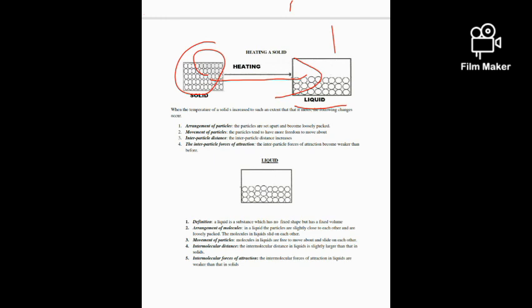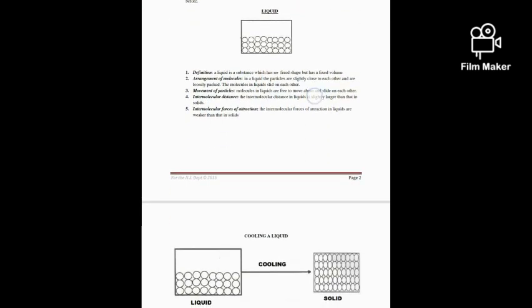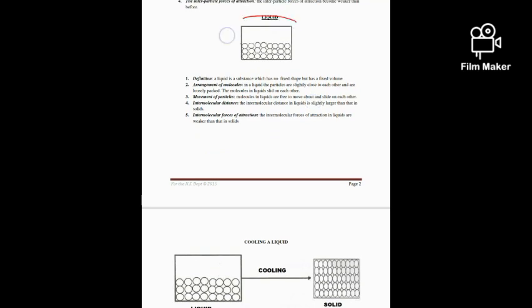Now, when we look at the liquid state of matter, you see that the particle arrangement is loosely packed. This means that the intermolecular forces holding these particles are loose or weak. They are not as strong as those in the solid state of matter.